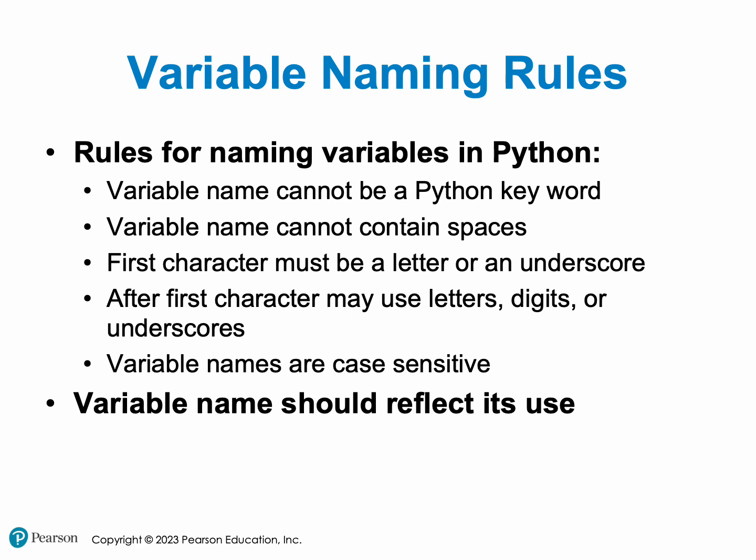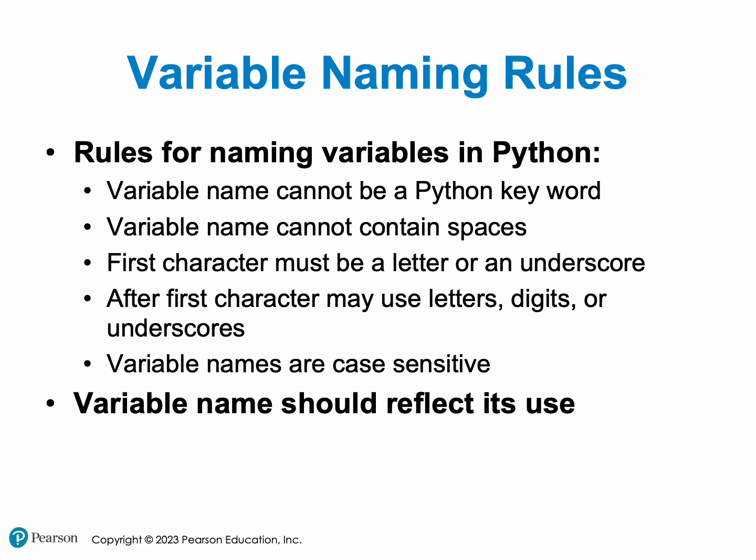Now, your variable name cannot contain any spaces. The first character must either be a letter or an underscore. After the first character, you can use anything you want, such as letters, digits, or underscores, but you cannot use any special characters. And your variable names are case sensitive. What that means is, if you have a variable that is all lowercase and you have a variable that is all uppercase, even though they are the same word, they will still be considered different variables.